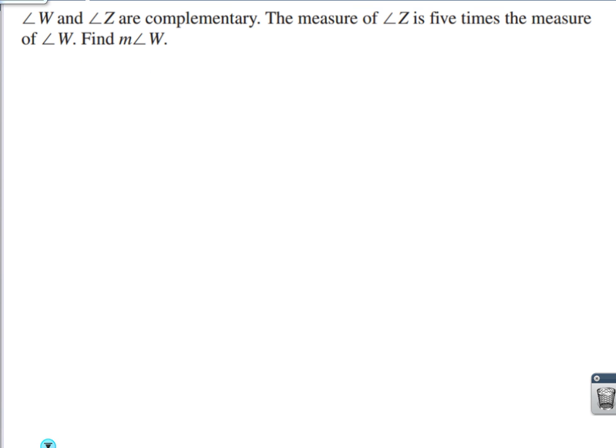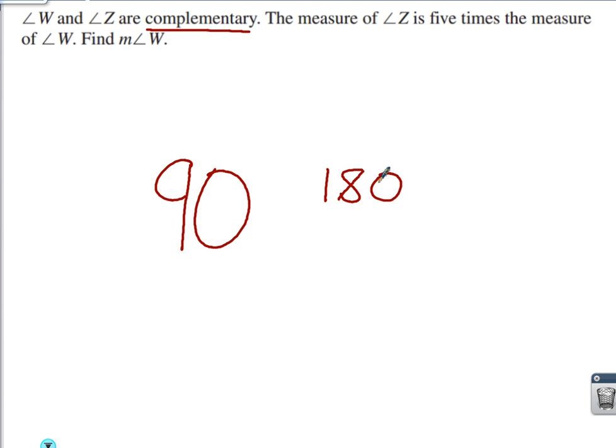Okay, now let's do some word problems because everybody loves word problems. It says angle W and angle Z are complementary. Stop there. Kirsty, since they're complementary, what do they add up to? Complementary. Say it again. 90. Complementary always adds up to 90. Supplementary always adds up to 180. We good there? Complementary always adds up to 90, and supplementary always adds up to 180.